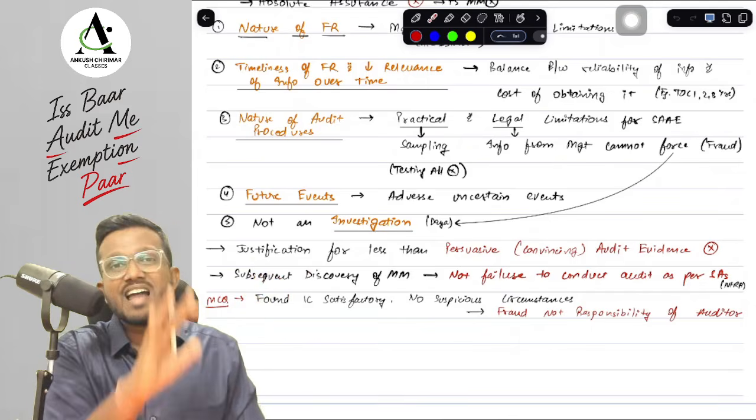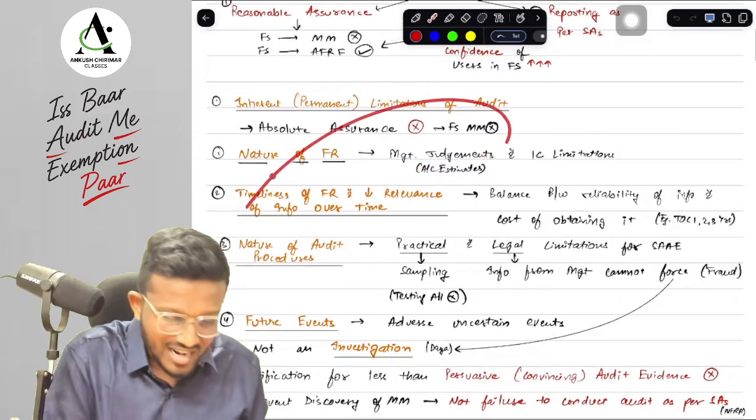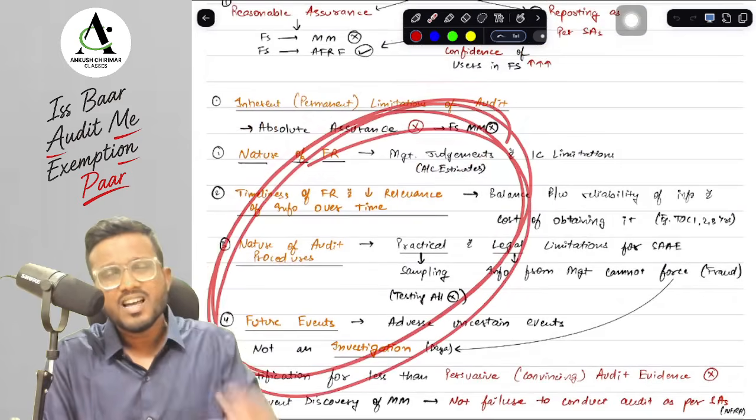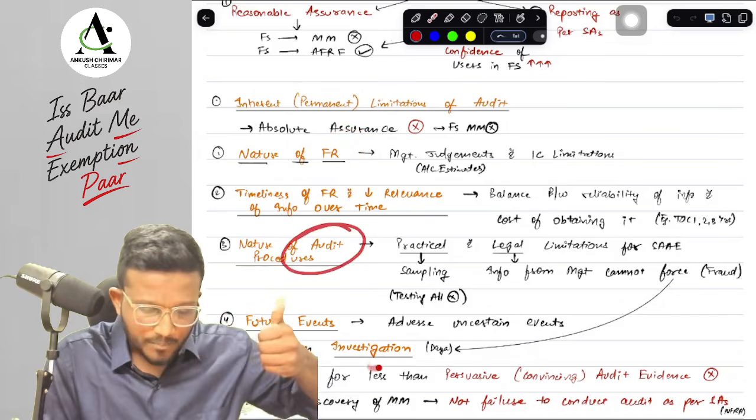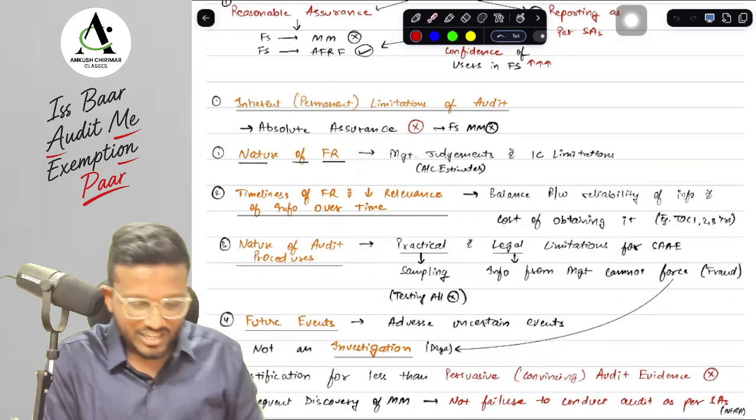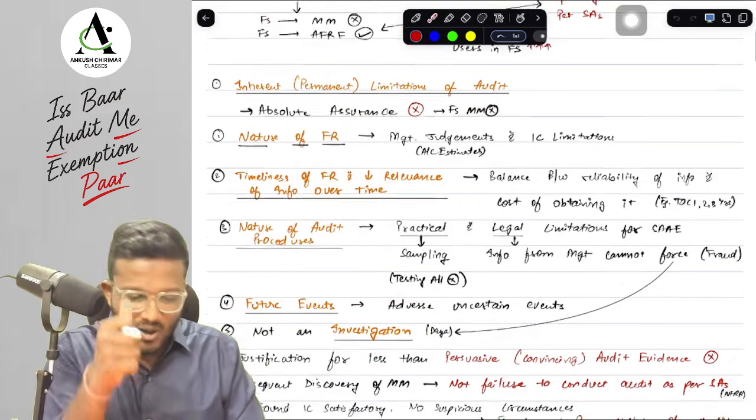That's why there is an inherent limitation of audit, and these are the 5 inherent limitations of audit that we have just discussed. How can we remember that? 2 inherent limitations are of financial reporting, 1 is of audit, because audit is not an investigation, and the future that we cannot control.